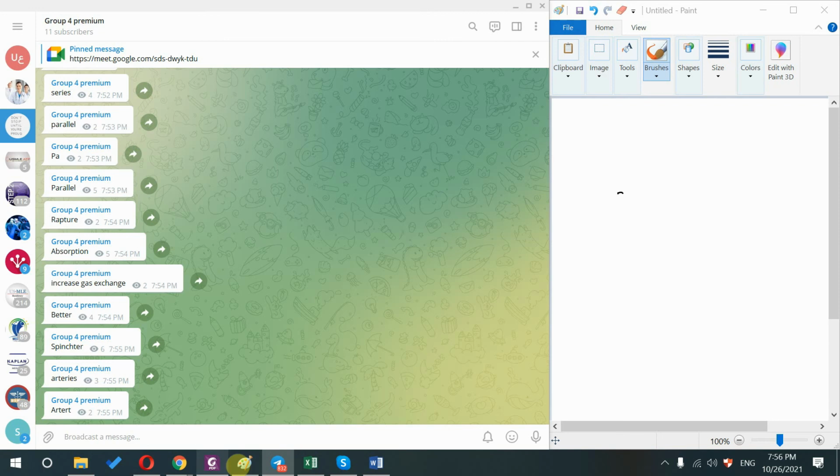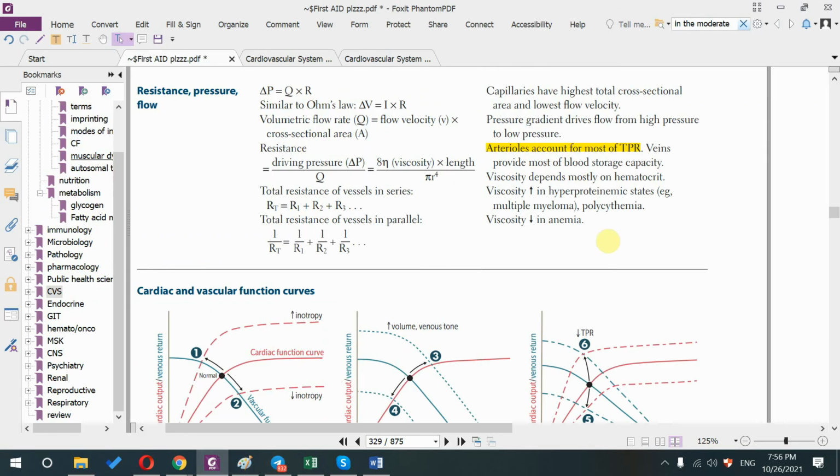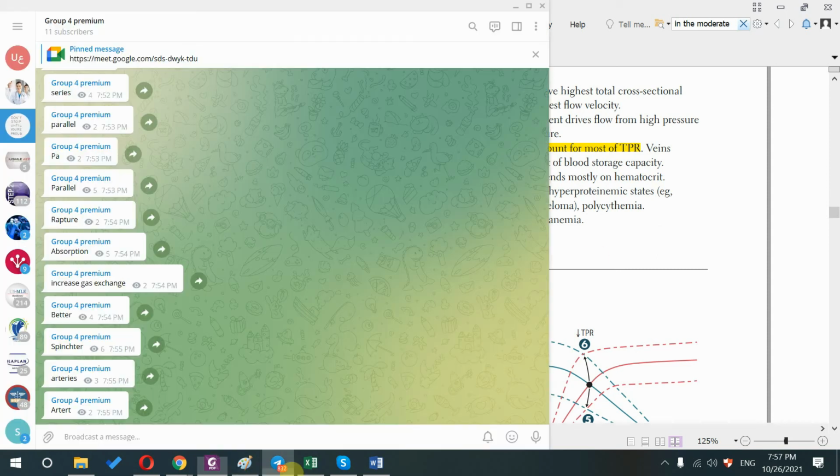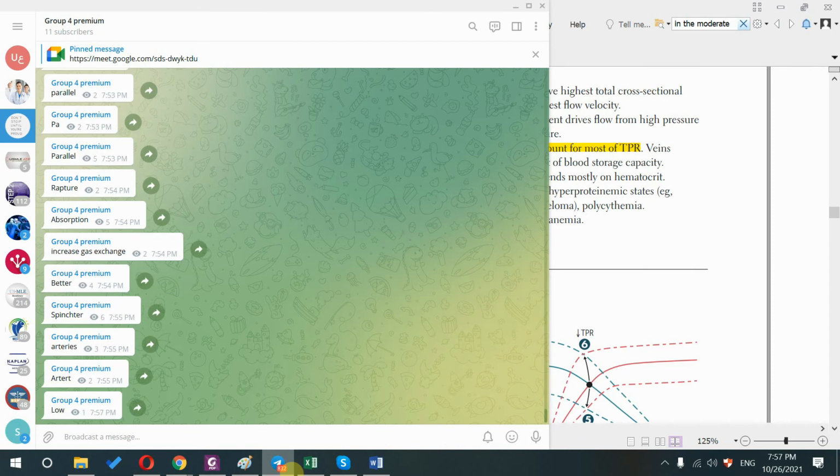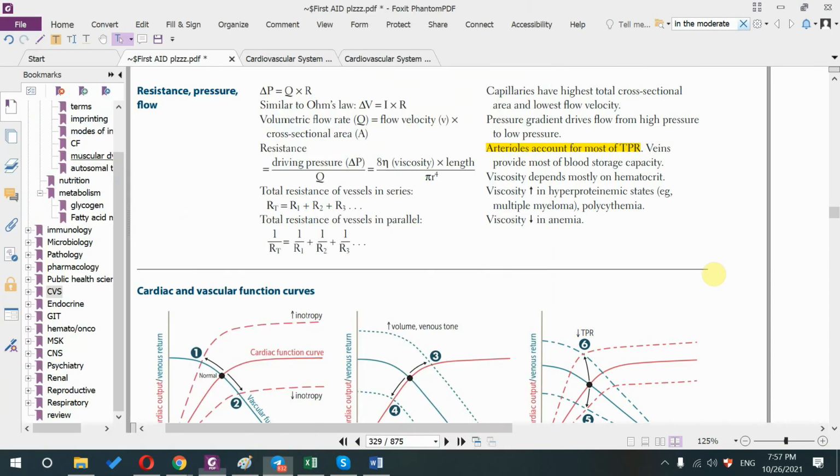Okay, let's go back here. Okay, so they're right. Veins provide most of the blood capacity and storage. Good. So viscosity depends mostly on the hematocrit. Remember, polycythemia vera increases the what? The viscosity. Viscosity increases in the hyperproteinemic state like multiple myeloma and in cases of polycythemia. Viscosity decreases in case of anemia. So if the viscosity decreases, what will happen to the resistance? Good, it will decrease. Good, good, good.